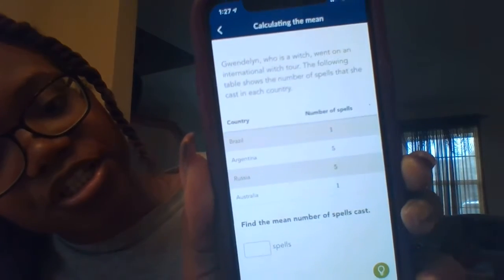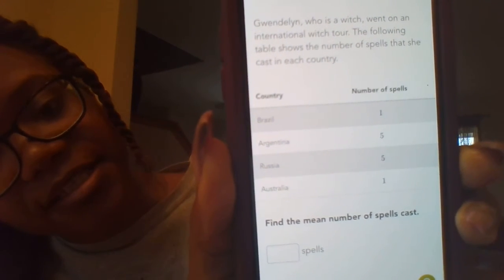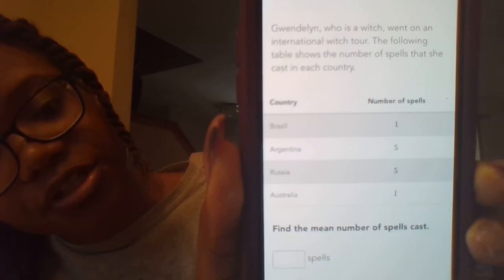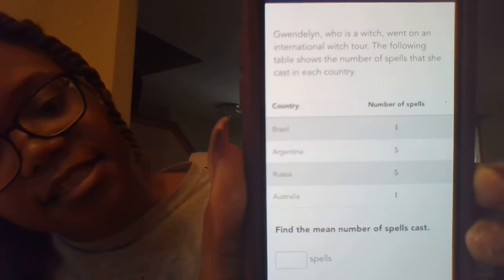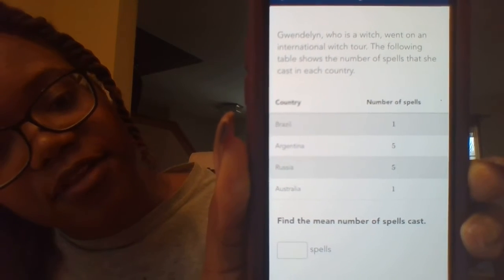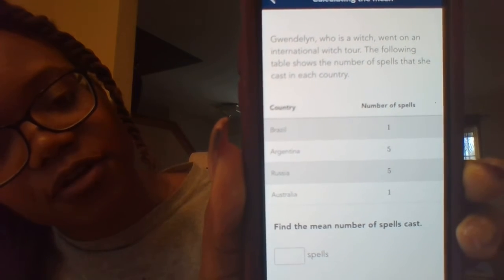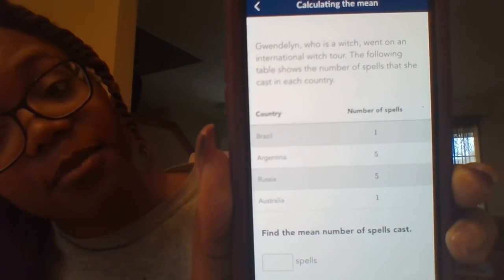So now let's move to the next problem set, which is titled Just Calculating the Mean. So the problem they gave me for my first problem in the set is Gwendolyn, who was a witch, went on an international witch tour. The following table shows the number of spells that she casts in each country. So it says in Brazil she casts 1 spell, Argentina she casts 5, Russia she casts 5 spells, and that last one I believe is Australia, she casts 1 spell. They ask us to find the mean of the number of spells she casts. So we're going to find the mean of those 4 values, which means we're going to add them all up and divide by 4.